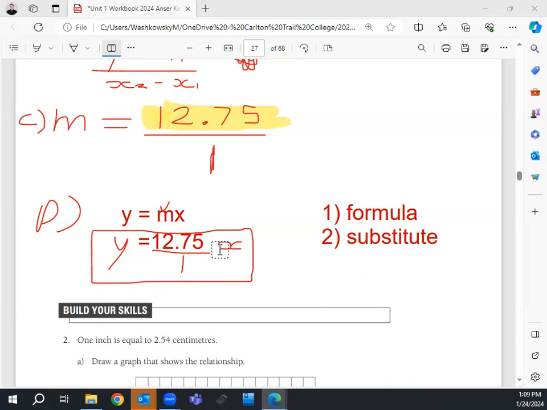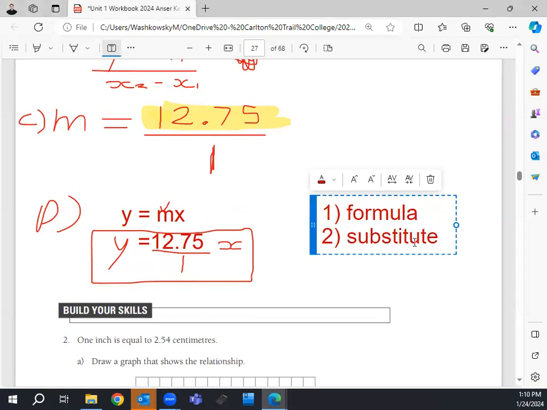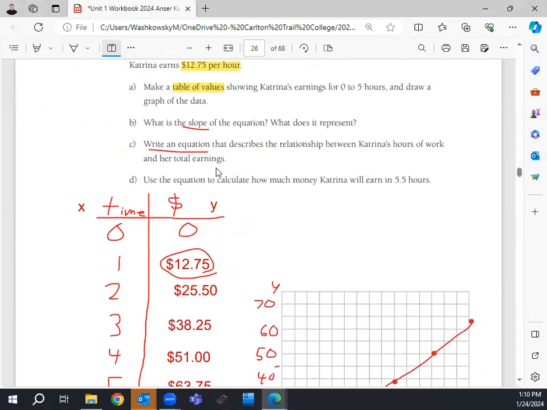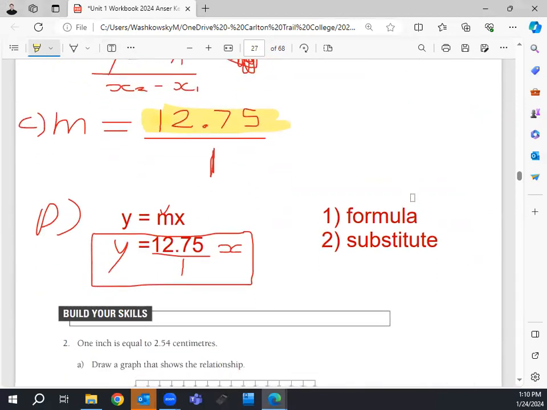And that's fine. And then if I just know an x or I know a y, I now have 2 things and I'm finding the third thing, right? That's exactly what we talked about earlier. So your first step has always been formula. Your second step has always been to substitute. Now, the final question here that they gave us is: use this equation to calculate how much money she's going to earn in 5.5 hours.